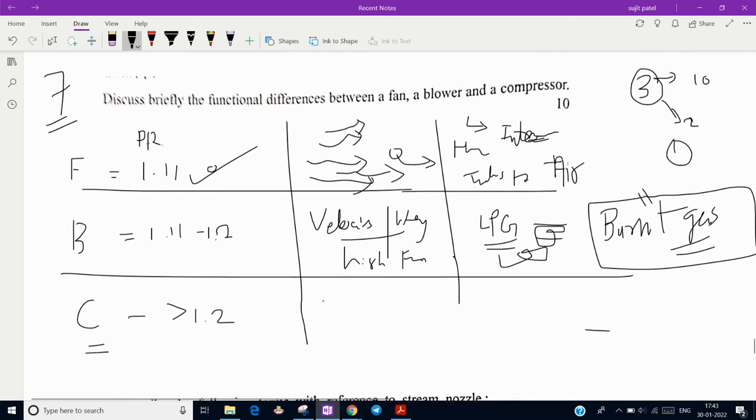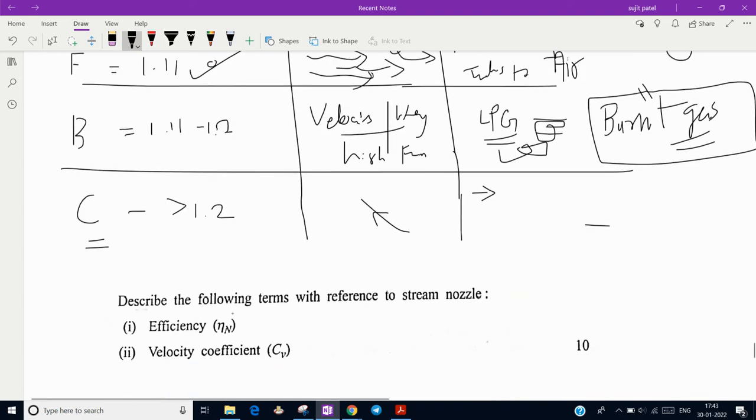In a compressor, we compress any compressible fluid for which you want a pressure ratio greater than 1.2. So whenever we require higher pressure, then and only then do we use a compressor. But the main function of the compressor is not to provide the working fluid, air or any gas, at a high velocity, but to provide it at higher pressure. Velocity may or may not be higher at that point. So this is the main functional difference between compressors, fans, and blowers.